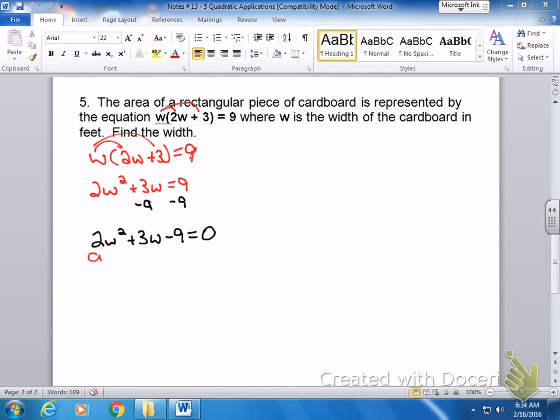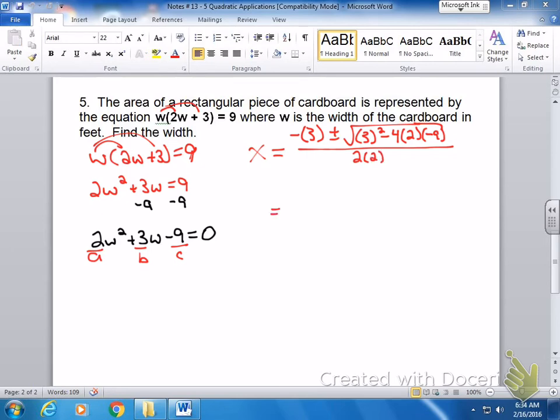I have an A that is 2, a B that is 3, and a C that is negative 9. So let's fill out our equation. X equals negative times our B value, 3, plus or minus the square root of B squared, so 3 squared, minus 4 times A, which is 2, times C, which is negative 9. All of that divided by 2 times A, which is 2 times 2.